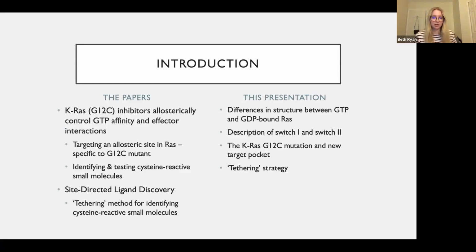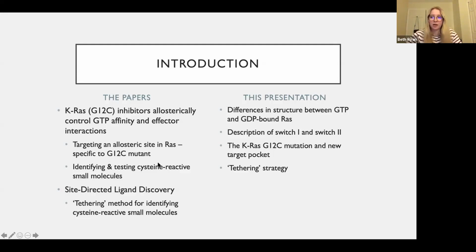The first one is titled KRAS G12C, which is the mutant, inhibitors allosterically controlled GTP affinity and effector interactions. Essentially, it's targeting an allosteric site in RAS, which means it's not the binding site of GTP or GDP. It's a different site on the protein that causes a conformational change that can inhibit it. And it's identifying and testing these cysteine reactive small molecules. That's important because G12C means it's changing a glycine to a cysteine, and cysteine reactivity is something that we know a lot about.